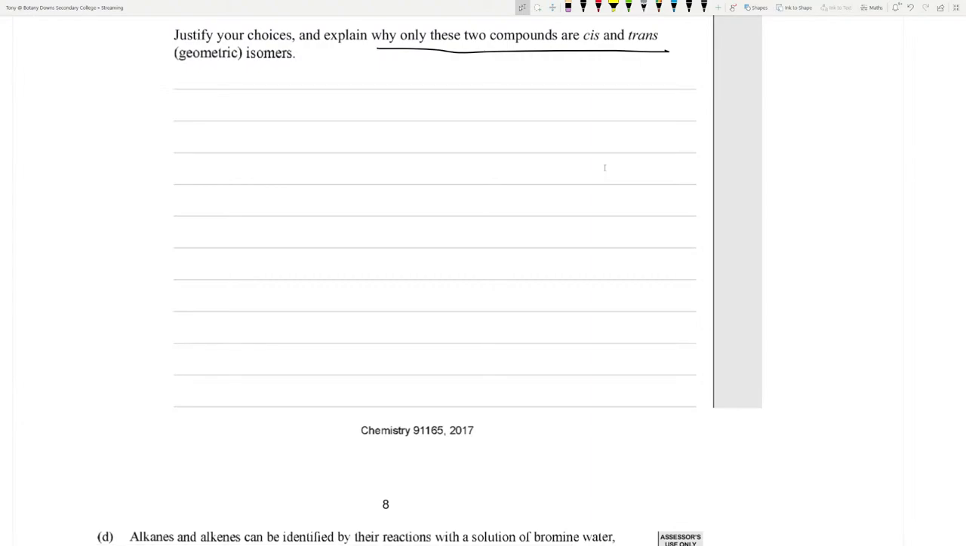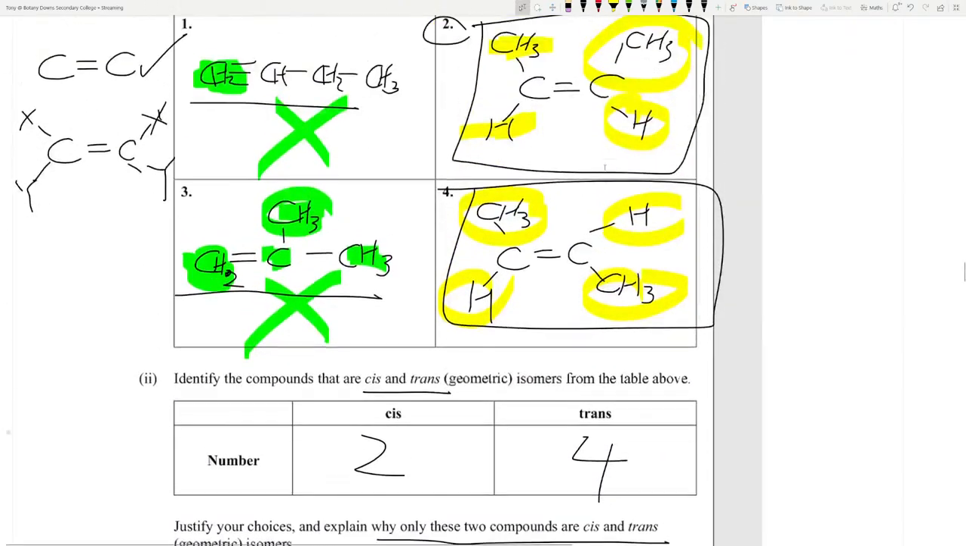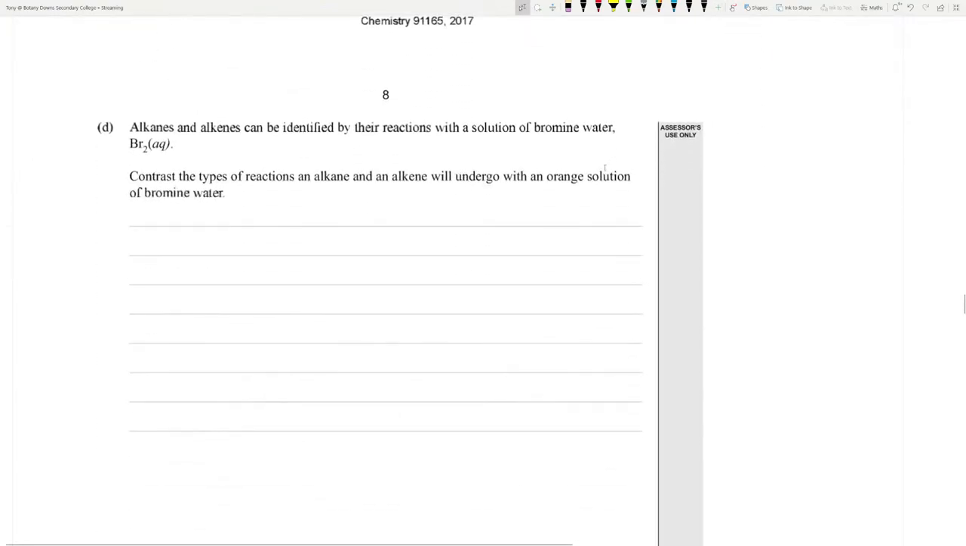Can you draw geometric isomers with all of the hydrogens instead of putting the double bond in the middle? Alex, I don't know what you mean. Can you draw geometric isomers with all of the hydrogens? I just did that. Instead of putting the double bond in the middle. Oh, I see what you mean. But trust me, it's easier to put the double bond in the middle. Otherwise, we can't tell.